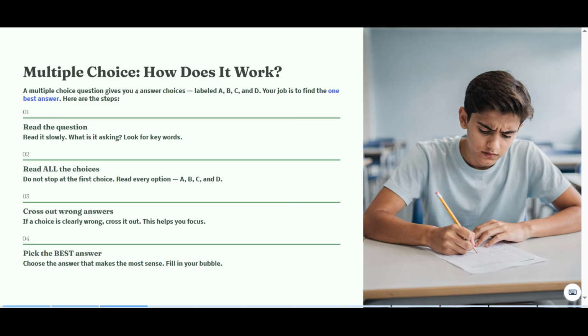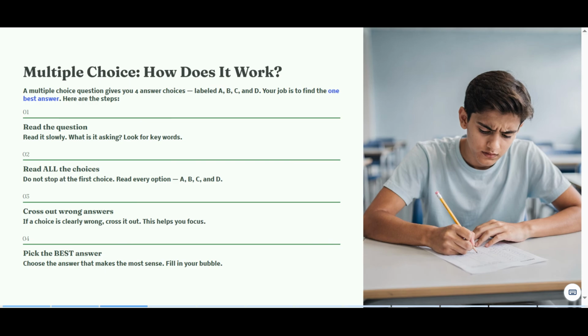Multiple choice. How does it work? A multiple choice question gives you four answer choices labeled A, B, C, and D. Your job is to find the one best answer. Here are the steps. Read the question. Read it slowly. What is it asking? Look for keywords. Read all the choices. Do not stop at the first choice. Read every option, A, B, C, and D.